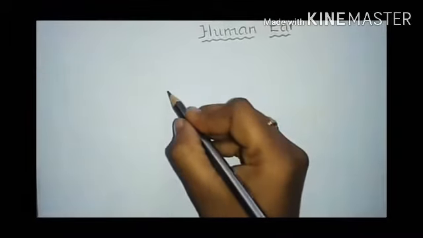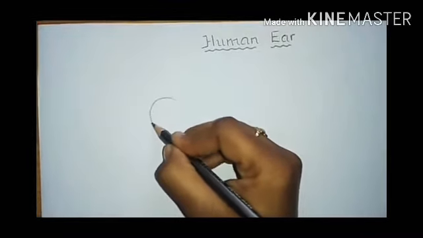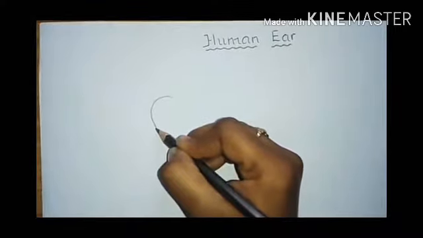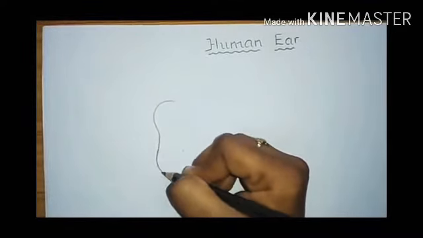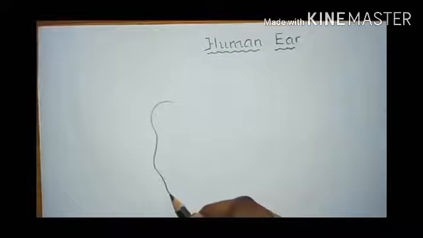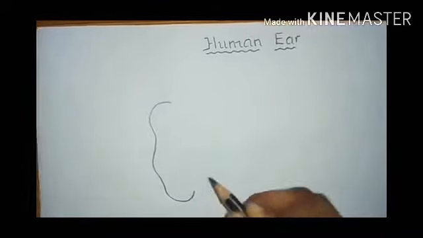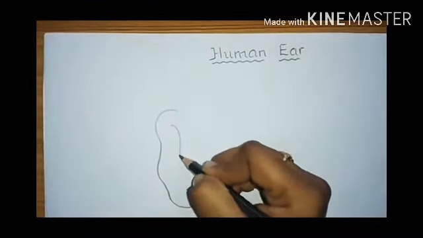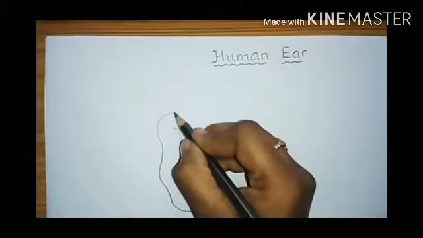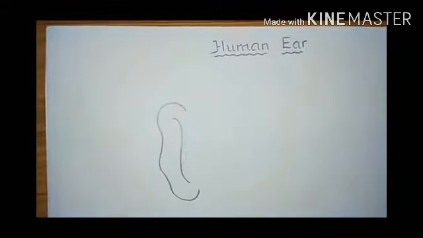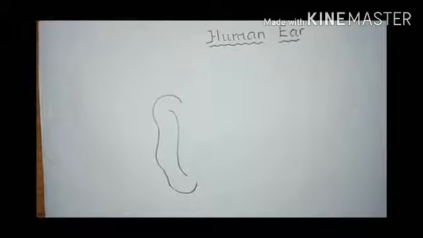First, let us draw the pinna which collects the sound waves and directs them into the auditory canal. So children, draw the pinna like this. Inside the pinna, you just draw an S-shaped curve. So this pinna collects the sound waves and directs them into the auditory canal.